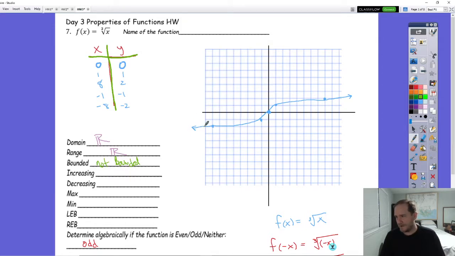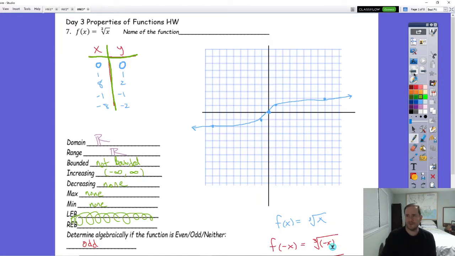And we do see the graph increases over its entire domain. So our increasing interval is going to be from negative infinity to infinity. Decreasing is none. The extrema are going to be a little boring. I don't see any global or local maxes or mins. So extrema, we're going to say none and none. And again, we're not doing Leb and Reb until the next assessment. So that's it for this guy. Those are all your properties. Moving on.